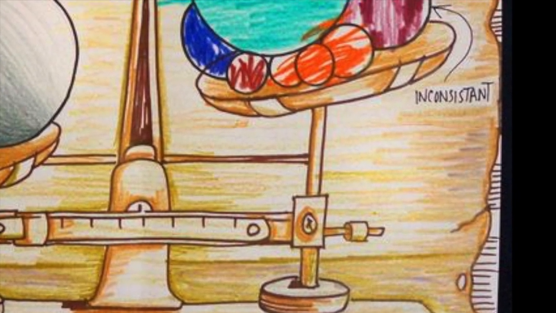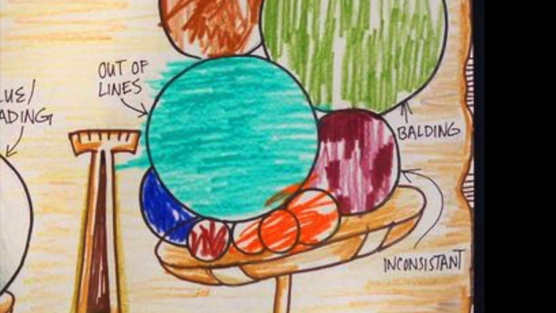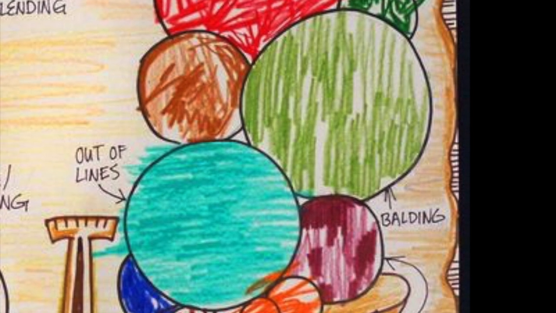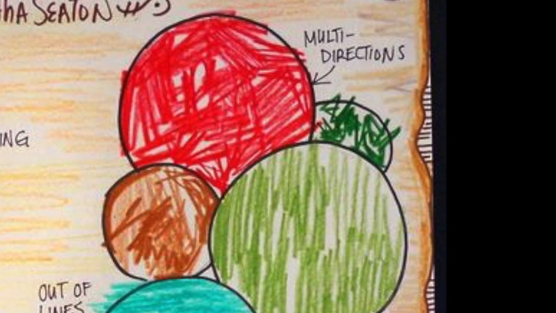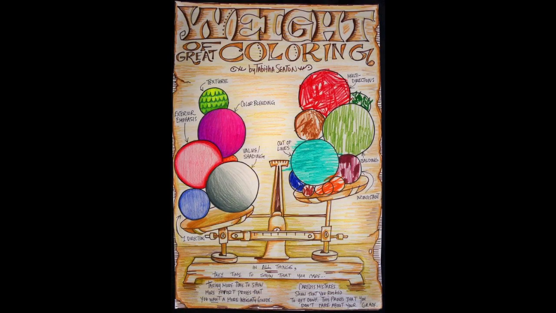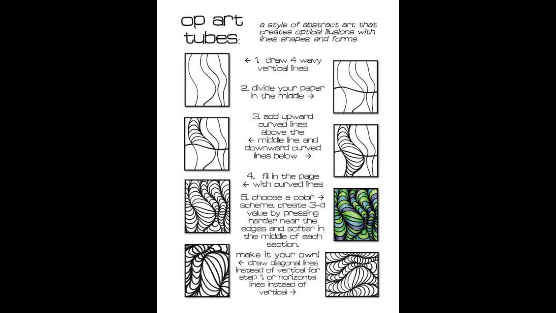These examples on the right are showing inconsistent coloring, out of the lines, and bald spots. We don't want that in our drawings, especially our op art. And multi-directional coloring doesn't make it look smooth, which is very necessary for op art.